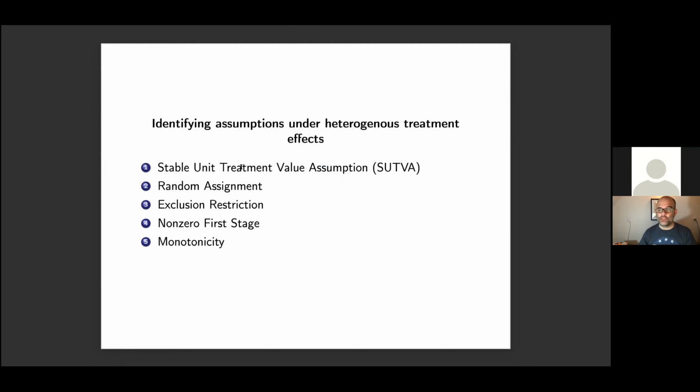Now, here are the assumptions you need for identification under heterogeneous treatment effects. You're going to need the stable unit treatment value assumption. You're going to need random assignment. Right? So this just means independence of the instrument. You're going to need exclusion, same as before, and a non-zero first stage. And this one is the newest one.